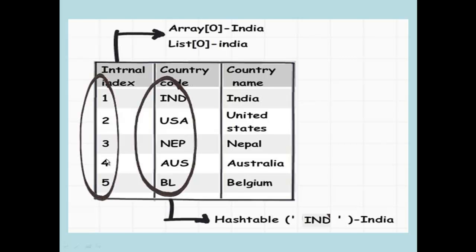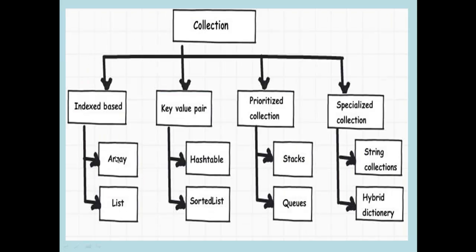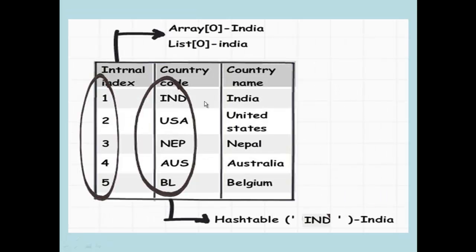So if you remember right, the index based collections have 2 types of collections. One is the array and the other one is a list. So for example, if you want to access India, then for that you have to say array of 0. So this will give you the value India. If you say list of 0, it will give you the value India again.